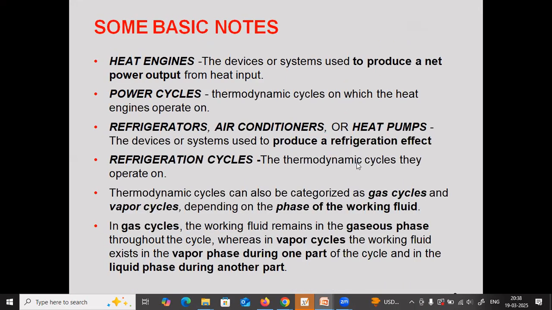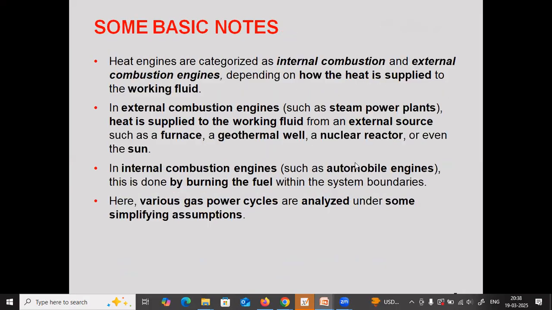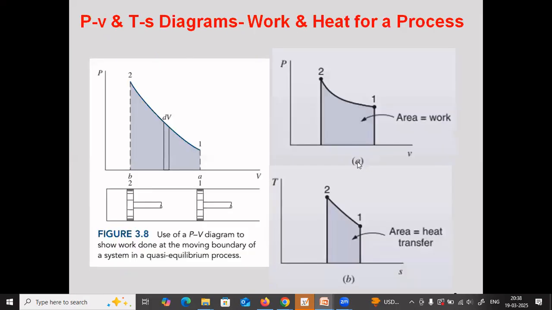Now these are the things we have discussed. We have also discussed the diagrams, PV diagrams and TS diagrams. These are thermodynamic diagrams. For a process, the area under a curve in the PV diagram represents the work done. And for the TS diagram, the corresponding area represents the heat transfer.